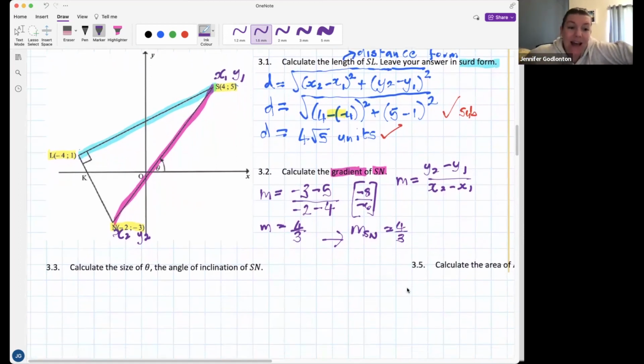3.3, calculate the size of theta, the angle of inclination of Sn. Our angle of inclination is happening over here. This is our theta. They want to know what that angle is. Remember what I said earlier, analytical geometry questions are built in a way to help you, so whatever happened before is generally there to help you afterwards. Who thinks they can tell me what formula we would use to find theta here, knowing that we've just found the gradient of Sn? What formula could we use?